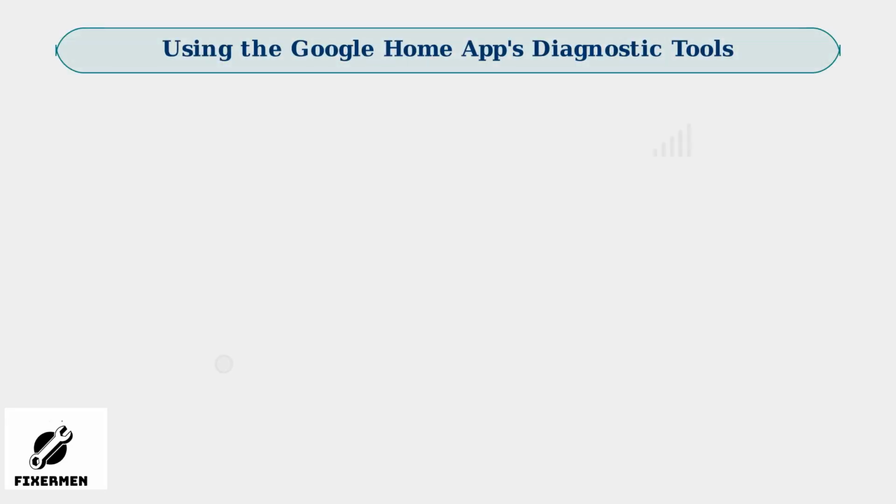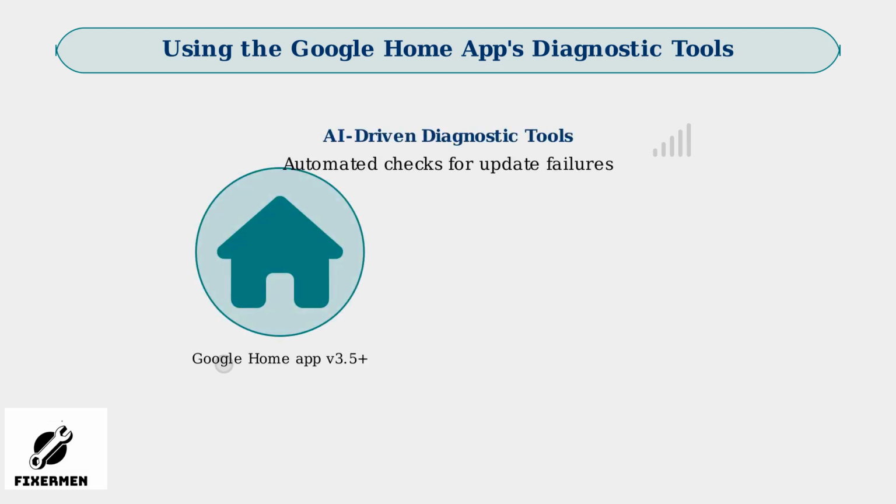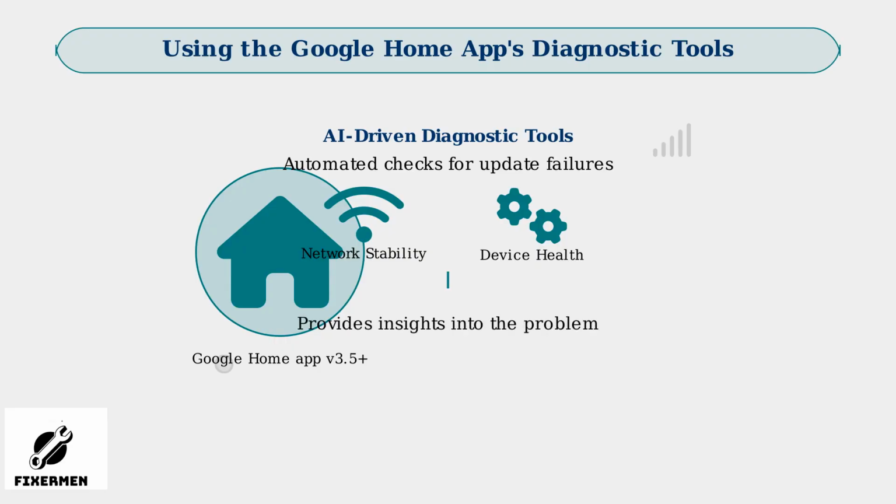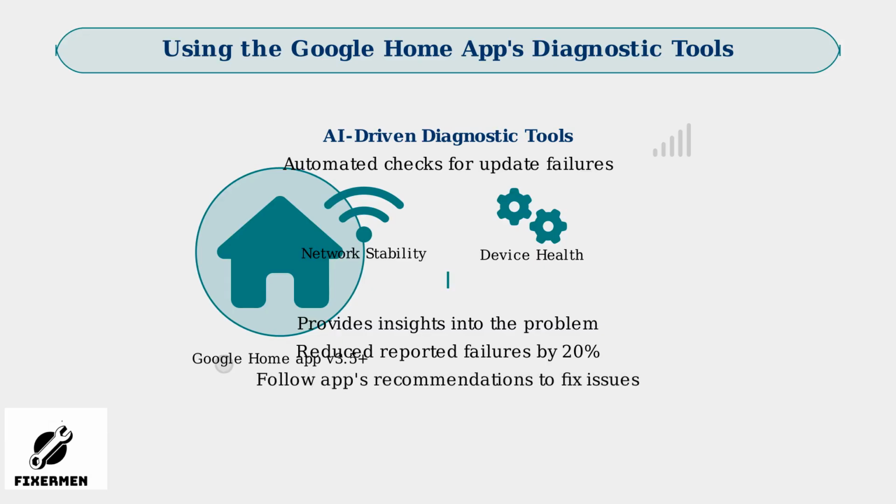The Google Home app version 3.5 or later includes AI-driven diagnostic tools that can help troubleshoot Nest Cam firmware update failures. Open the app and access these tools to run automated checks for update failures. The diagnostics assess network stability and device health, providing valuable insights into potential problems. This feature has reduced reported update failures significantly by about 20% since its introduction. Once the diagnostics complete, follow the app's specific recommendations to address any identified issues with your Nest Cam.